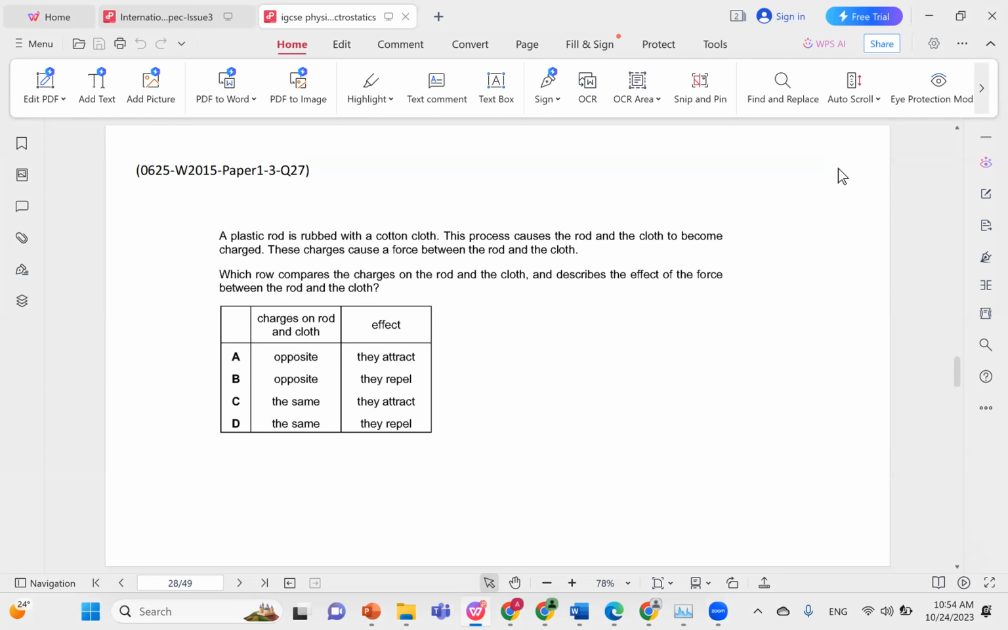So I have two things that are interacting, a rod and a cloth. In order for them to become charged, the electrons must move from one of them to the other. So they cannot both gain electrons and they cannot both lose electrons, because then where would the electrons come from, right? So one of them has to gain and one of them has to lose. So therefore, the charges on the rod and the cloth must be opposite. And we said before that opposites attract. So the correct answer here is choice A.